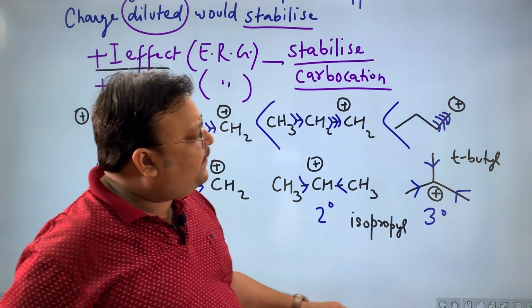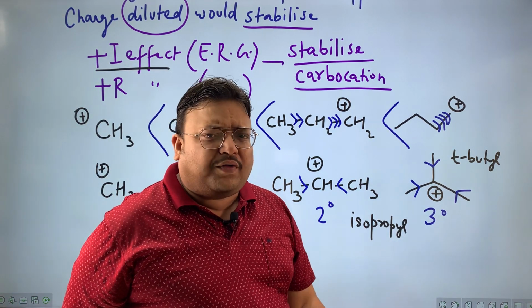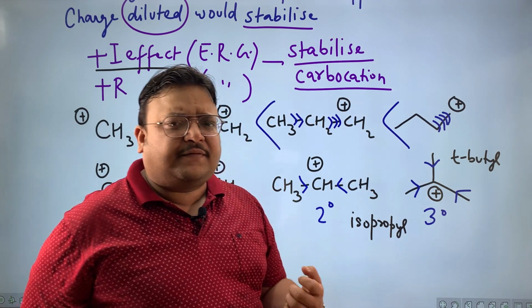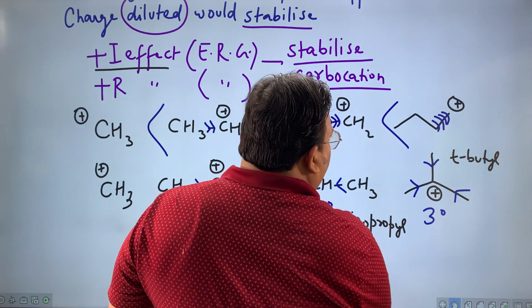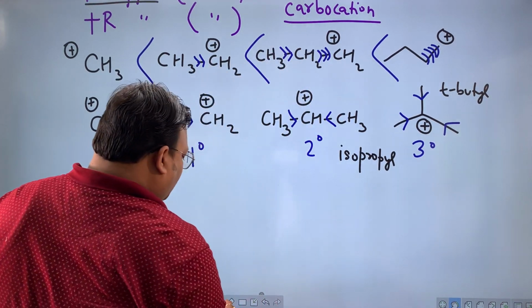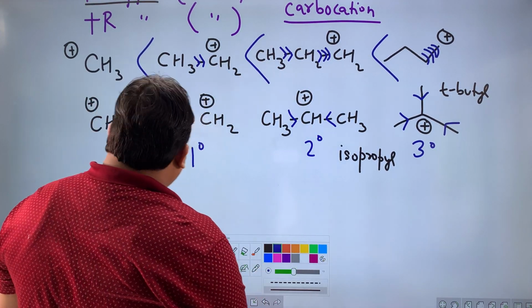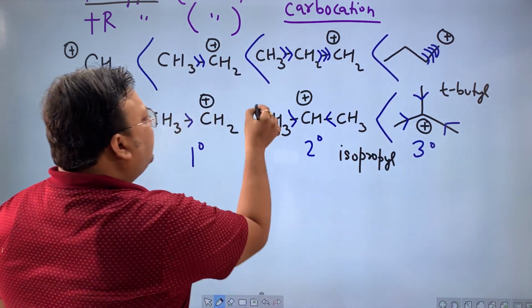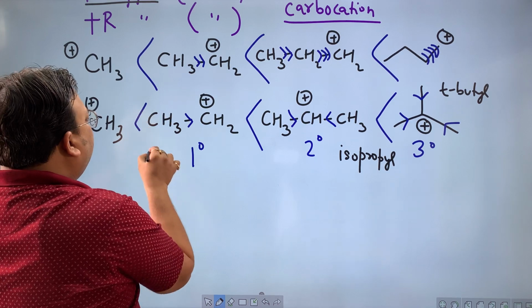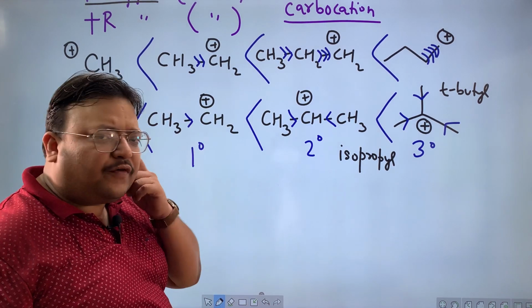because I repeat, any factor which will bring down the positive charge or which will dilute the charge would stabilize it. In general, the rule would be more plus I, more stability. So I could say 3 degree more than 2 degree more than 1 degree more than methyl would be the order of stability.